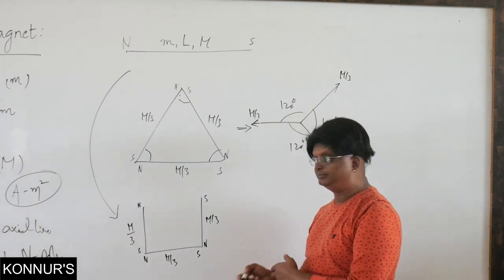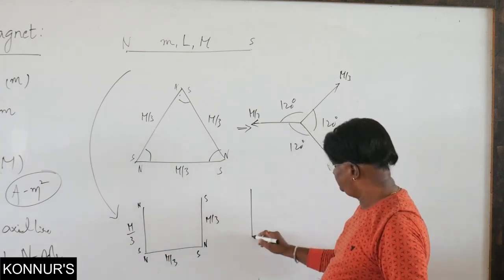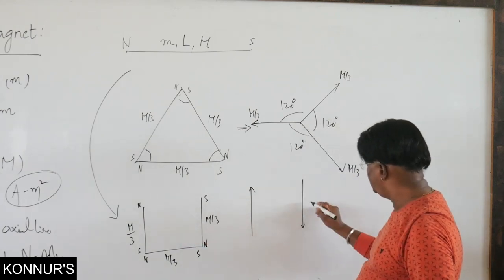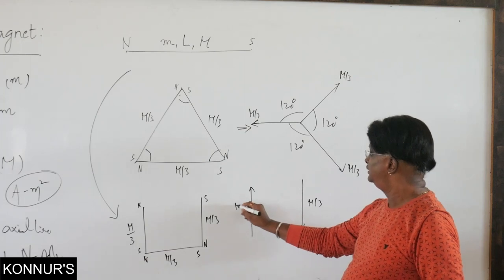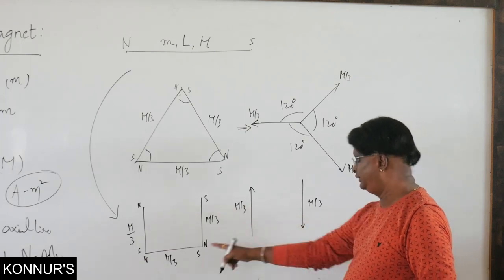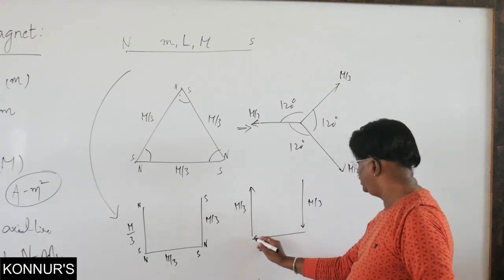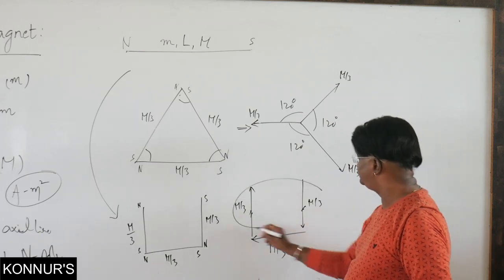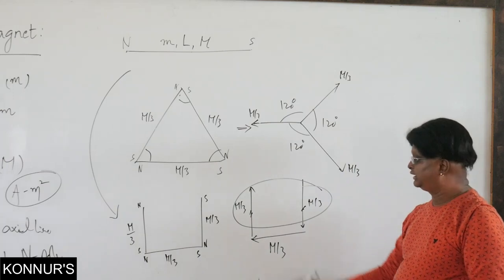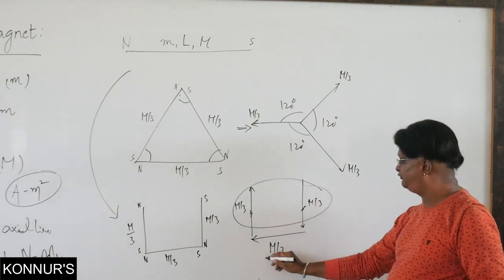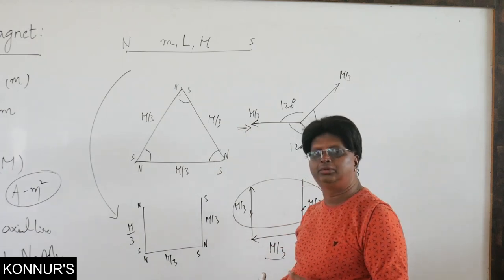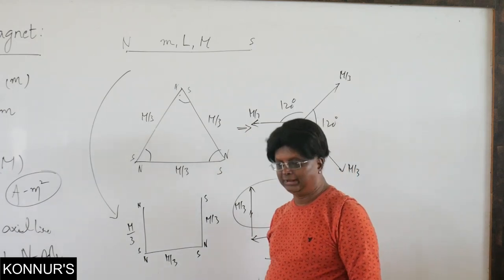Now the vector diagram: south to north, one vector, and the opposite one is also south to north. This one is M by 3, this one is M by 3, and this one is south to north, one more M by 3. These are equal and opposite, therefore they cancel each other. Their resultant is 0, and finally we are left with M by 3. So in this case of bending, the answer will be M by 3.